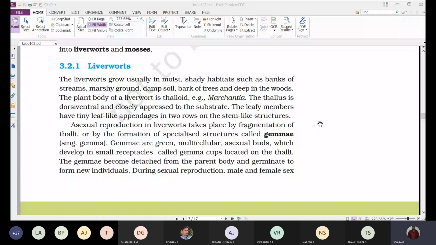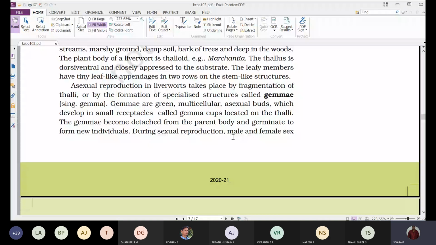And next, in these organisms the reproduction occurs by asexual method and sexual method. Asexual reproduction occurs by fragmentation and also by some specialized structures called gemma or gemmae. Gemma is the singular word, gemmae is the plural word. These gemmae are formed on the surface of the thalloid body in cup-like structures. That's why they are also called gemma cups.